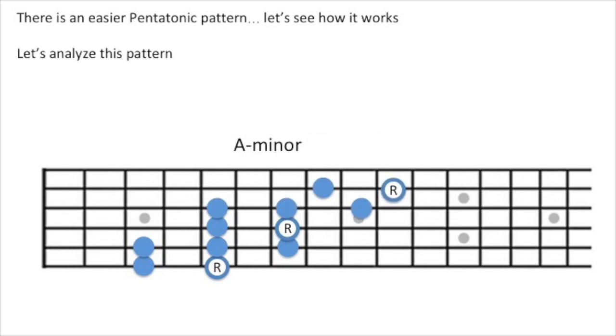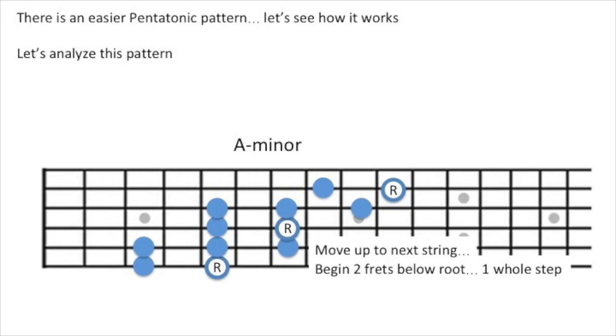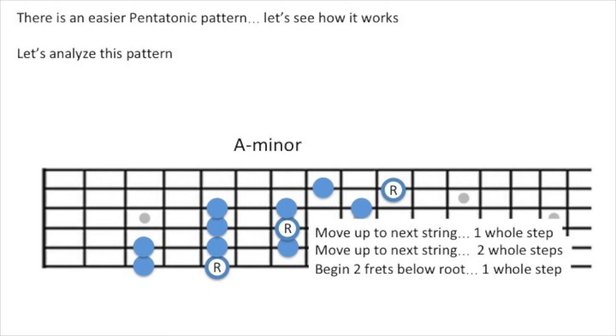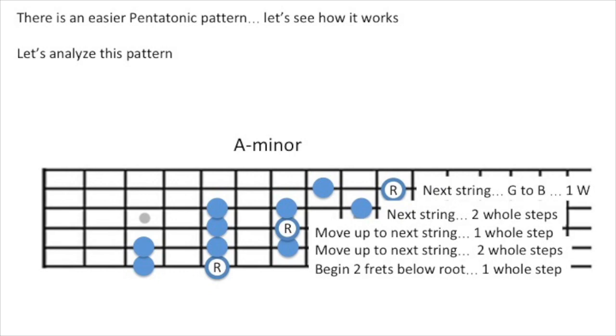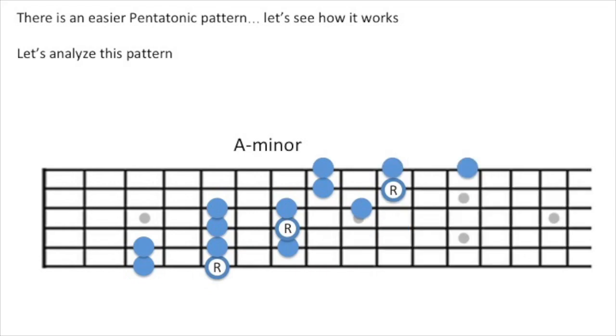Let's analyze it. The pattern begins 2 frets below the root on the 6th string. We do a whole step. Move up to the next string and do 2 whole steps. On the next string, do a whole step. Now, we're just repeating the pattern below the next root. 2 whole steps on the next string. On the B string we have to shift up a fret, but the pattern continues.